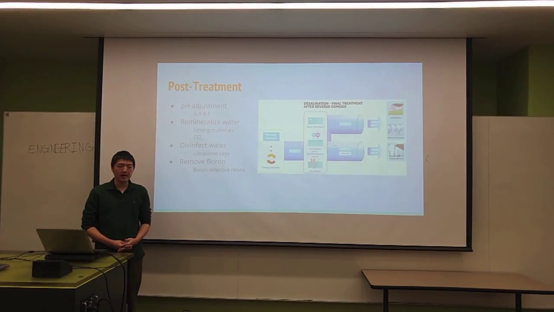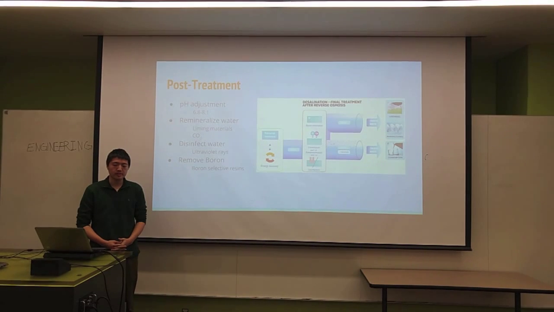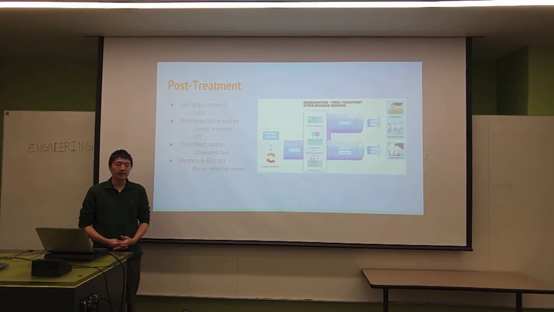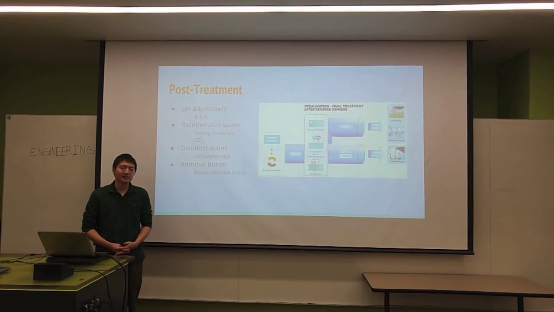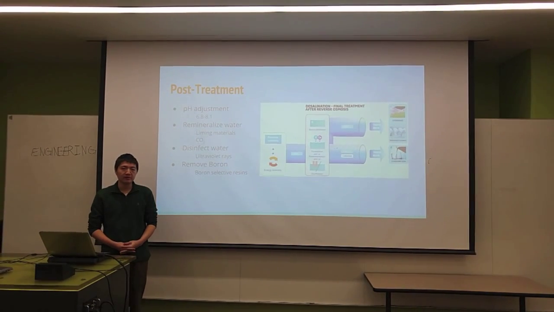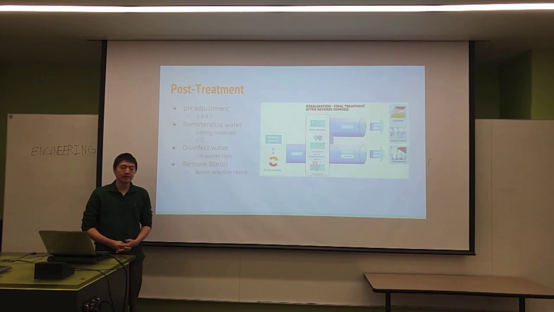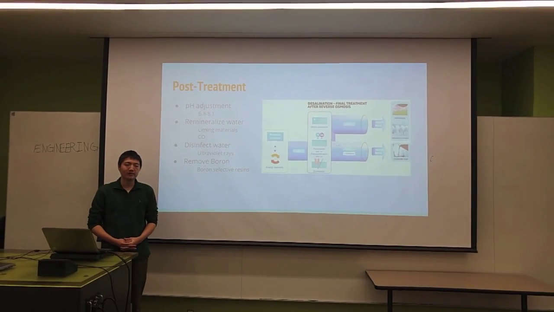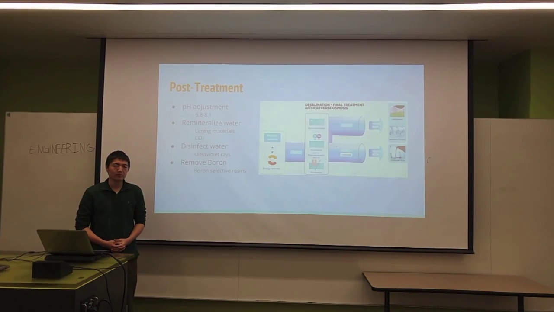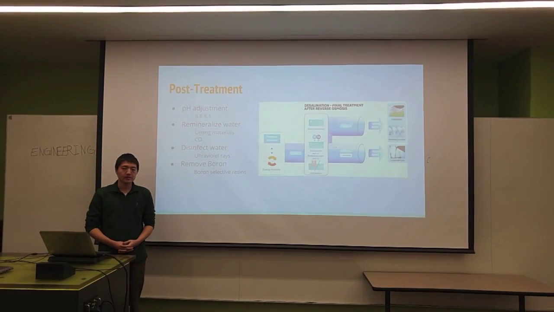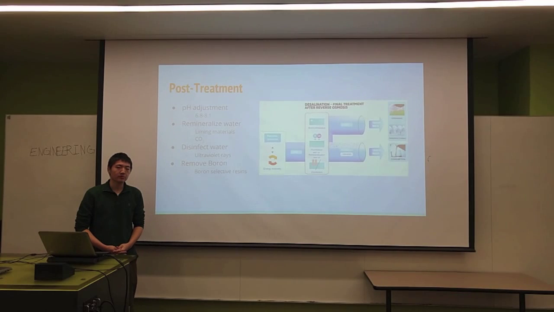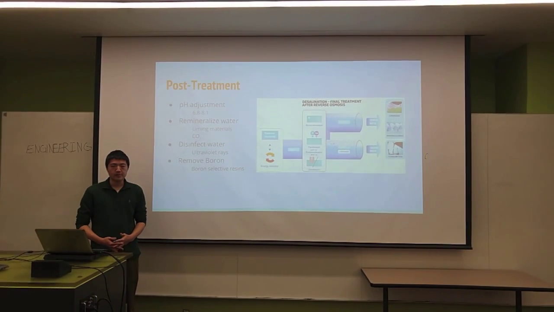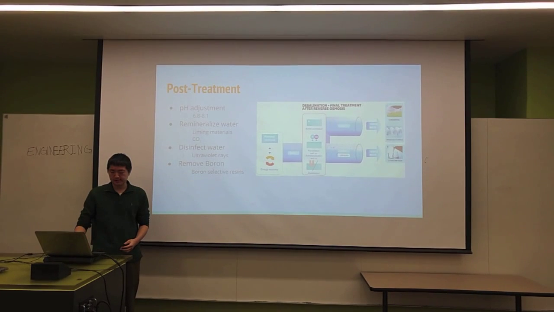So acids and bases will be added to adjust the pH level to about 6.8 and 8.1, and then liming materials and carbon dioxide will be used to remineralize the water to add things such as calcium and fluoride, and then ultraviolet rays will be used to disinfect the water from bacteria, and then boron selective resins will be used to remove the boron from the water. And then the water will be sent out to households worldwide.